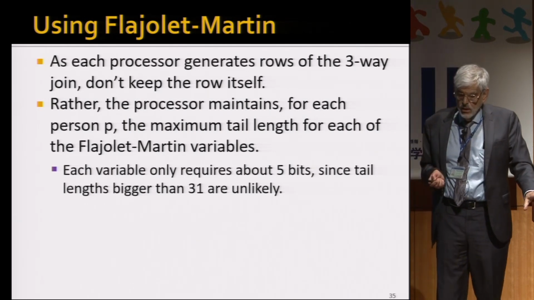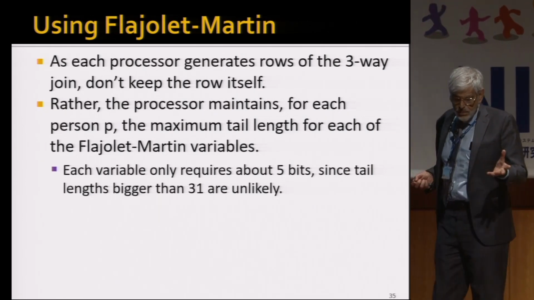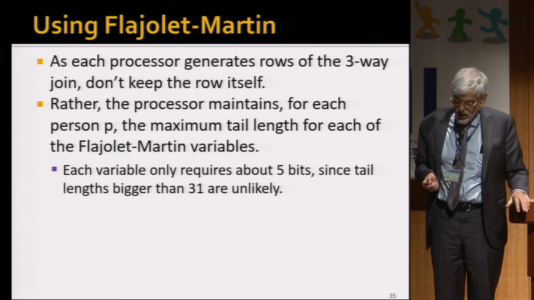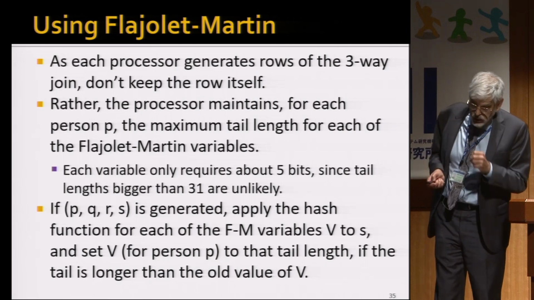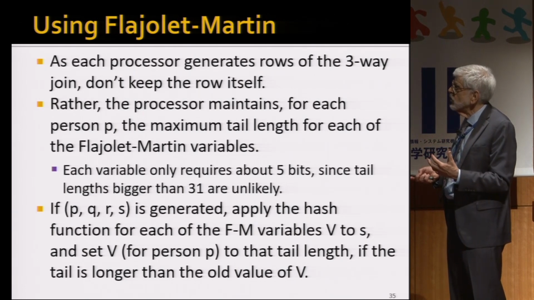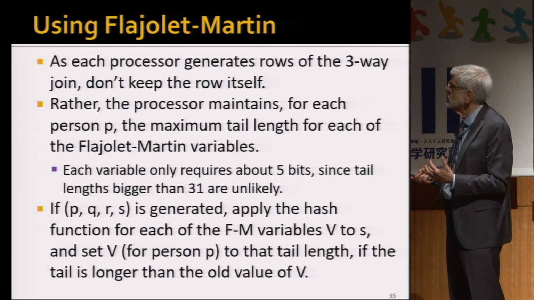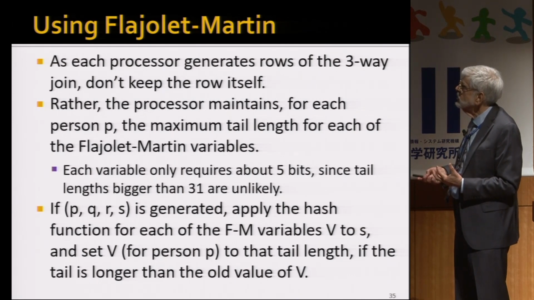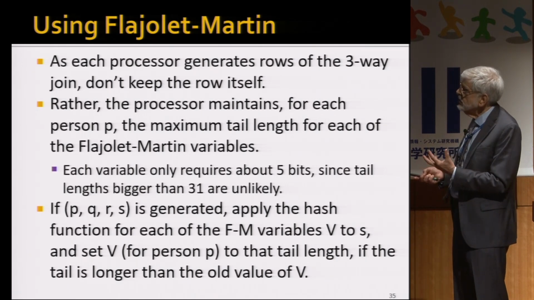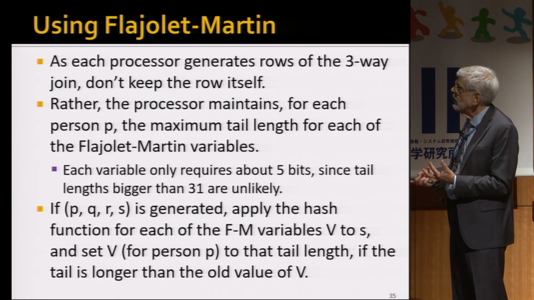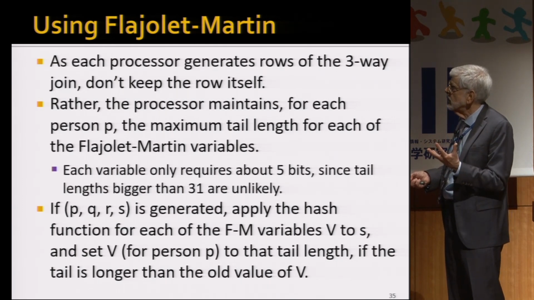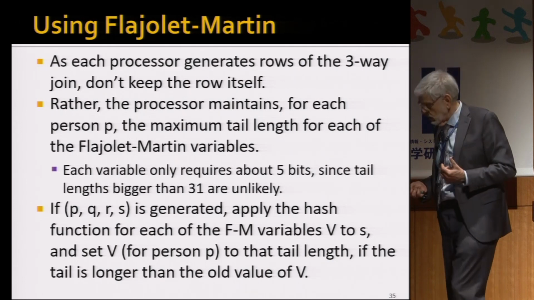And as I said, in this application, you need at least 5 bits for a variable. That lets you count from 0 to 31. That's really quite enough. And whenever the reduce function generates a path P to Q to R to S, then you take each hash function, apply it to S, and you see if it has a bigger tail length than the current maximum tail length for that hash function and the person P.